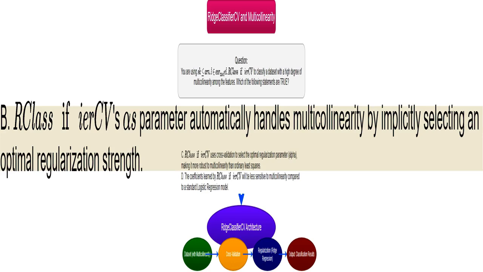Partially correct. While RidgeClassifierCV does automatically pick the best alpha value through cross-validation, again, that's awesome, it doesn't completely solve multicollinearity. It significantly reduces its impact but doesn't eliminate it entirely.